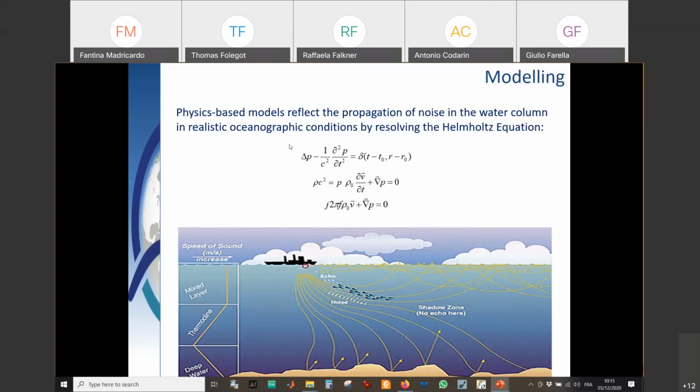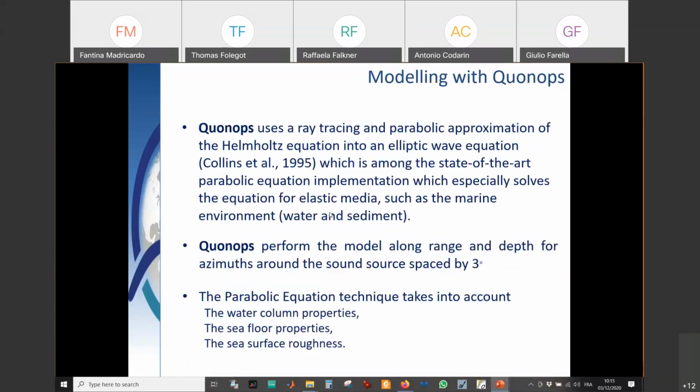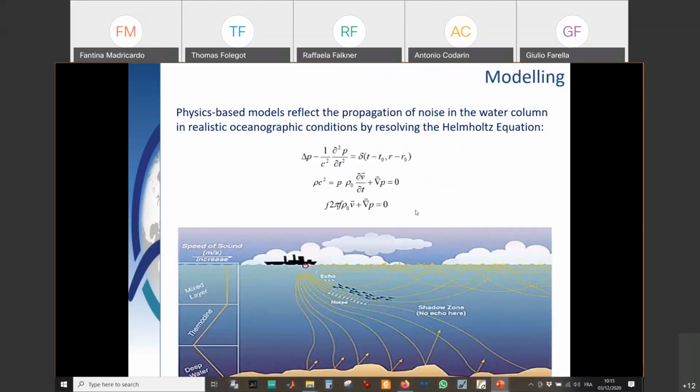But the good news is that this equation is describing all these phenomena. Now, how to solve these equations? There are many ways to solve them. It can't be solved right away. You need to make some assumptions to simplify it. And that's why we have different types of models.